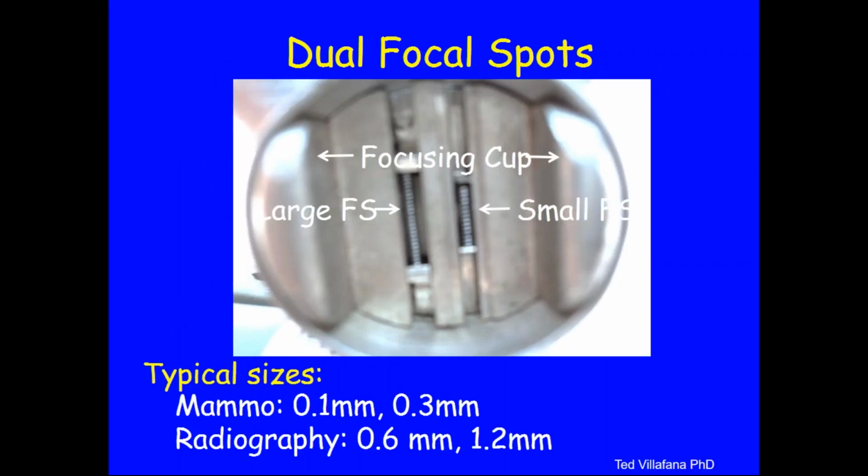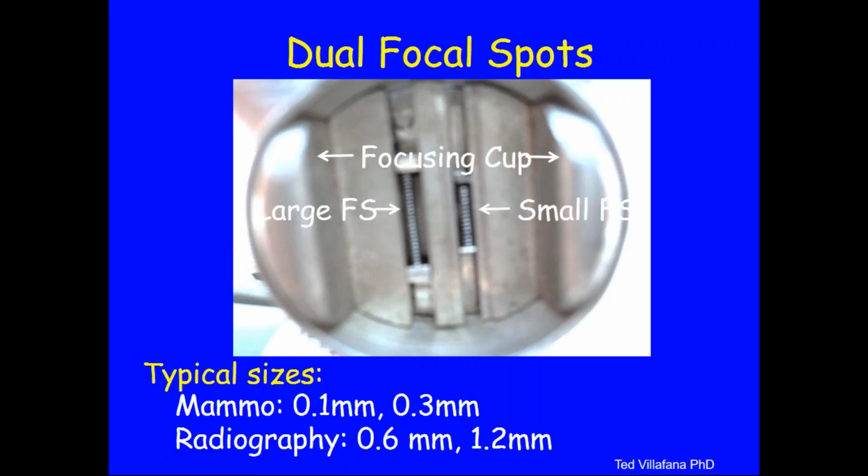Both of those focal spots are embedded in this region of the cathode. Notice these side lobes over here. Those are your focusing cups. Those are the ones that grab or pinch the electrons such that they focus onto a small region of the focal spot. Down at the bottom of the slide, you see another very common board question.